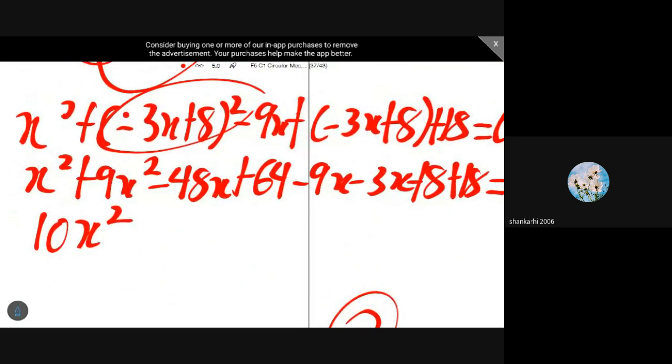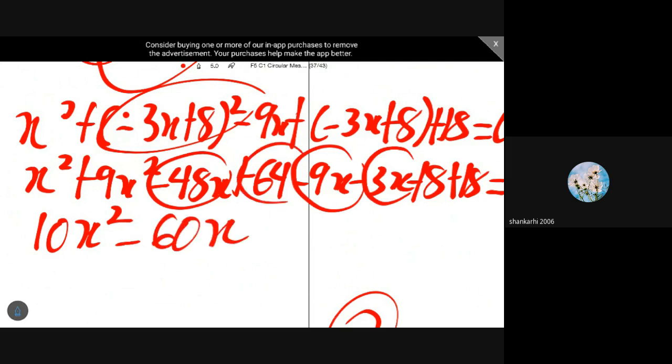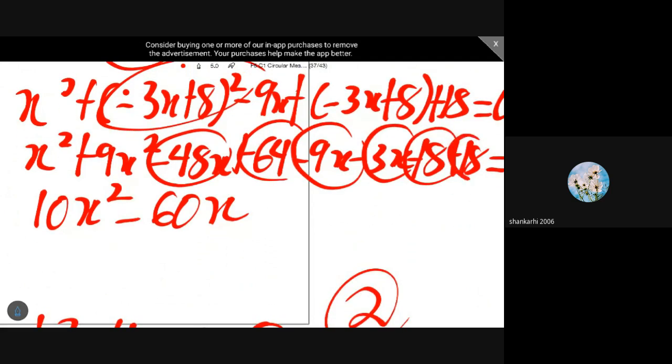10x square minus, okay, this one just group the like terms. Kumpulkan sebutan yang sama kat sini. Minus 12 minus 60x plus 64 plus 8 plus 18. You will get plus 26, 90. Okay, this is your new equation, guys. Okay, dari sini, what do I do, guys? Apa yang saya boleh ubah? Apa langkah yang saya boleh buat kat sini? Untuk meringkaskan persamaan. How to simplify this equation?